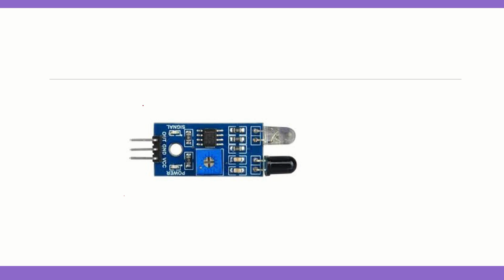Now let's understand the interfacing of IR sensor with microcontroller. The IR sensor module that we are discussing in this video consists of three different pins. This pin is connected to VCC, and the ground pin is connected to the ground. The output is connected to one of the GPIO pins of the microcontroller. The GPIO pin must be configured in the input mode.